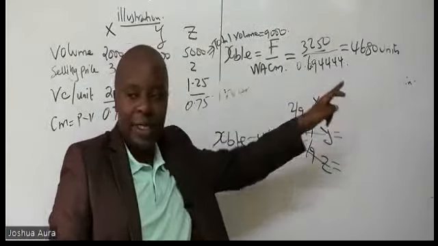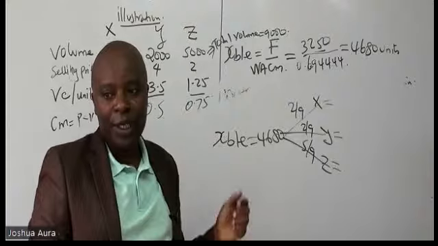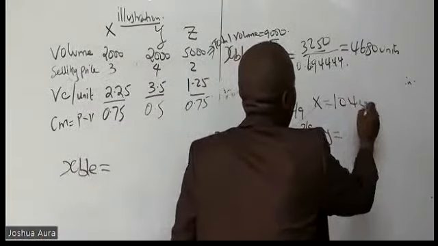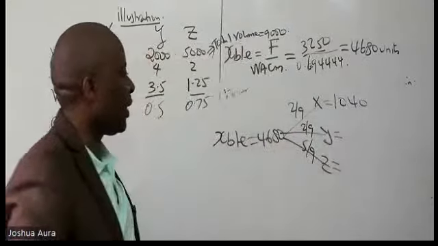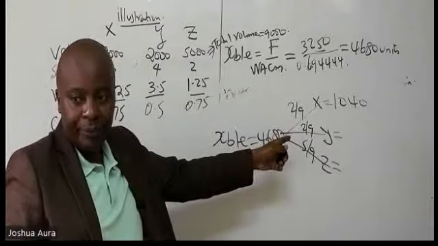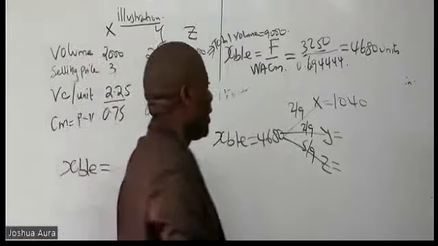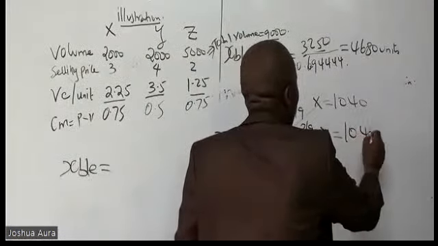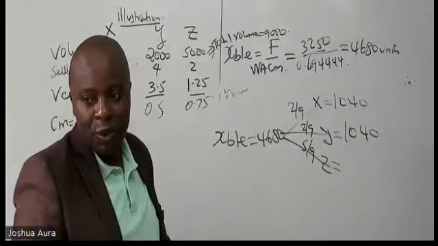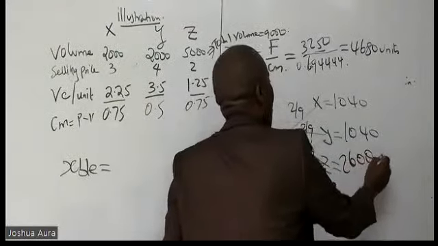What figure are we getting here? 46.80 times 2/9. So the first figure is 1040. Go to the second figure, 1040 again, right? Yeah, because the proportions are the same. And then lastly, Z will end up giving me 2,600.